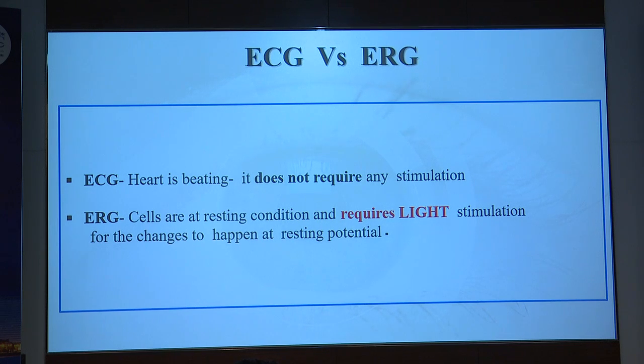In ECG, because the heart is beating, it does not require any stimulation. But in ERG, because the cells are in the resting condition, it requires light stimulation for the changes to happen at resting potential.